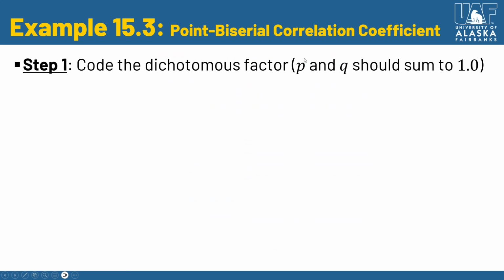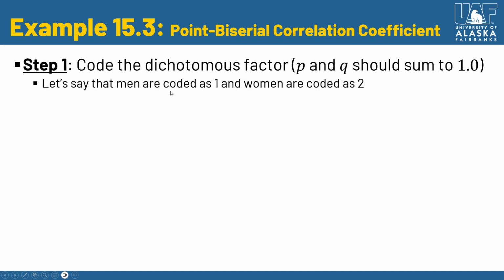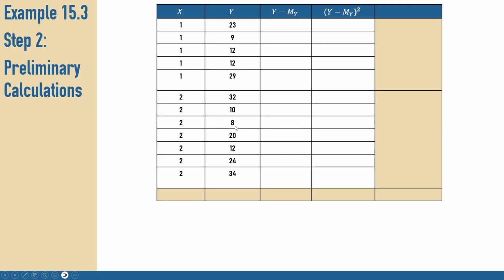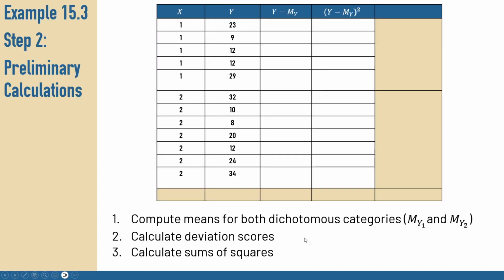Okay, and so first we need to code the dichotomous factor. In this case, it was gender, with a binary assumption. So let's say men are coded as 1 and women are coded as 2. In that case, we had 5 men, and there were 12 total. So the proportion of men is 5 divided by 12, or 0.42. In other words, 42% of participants were men. 0.58 for women. And we'll need P and Q later.